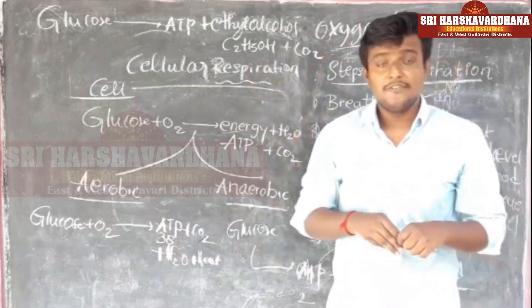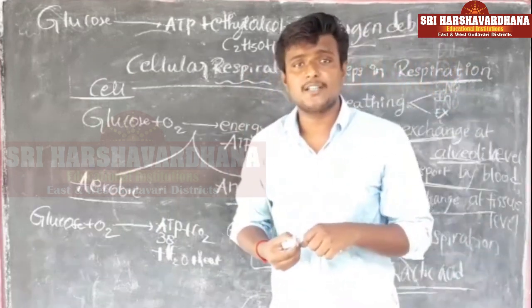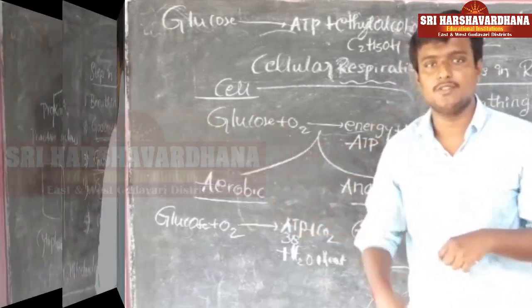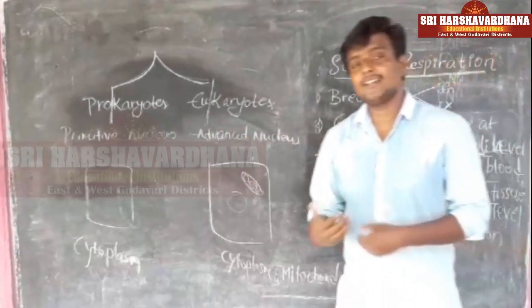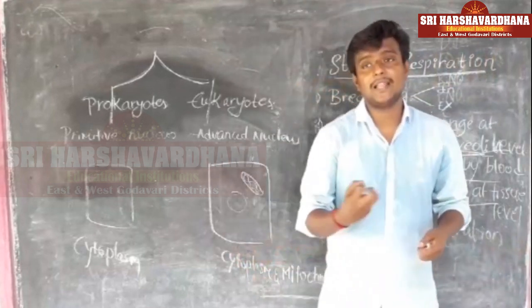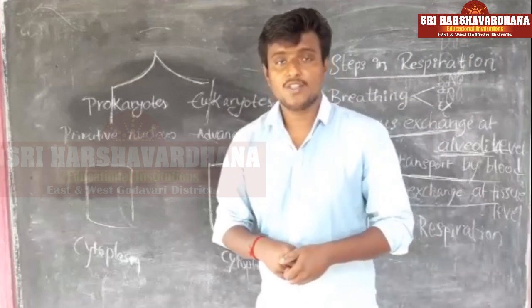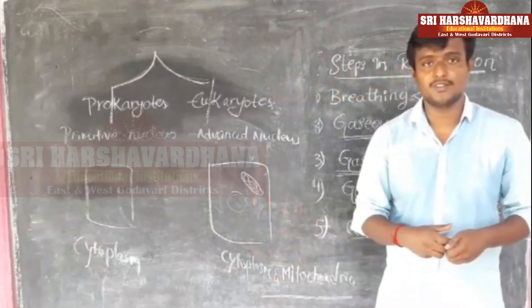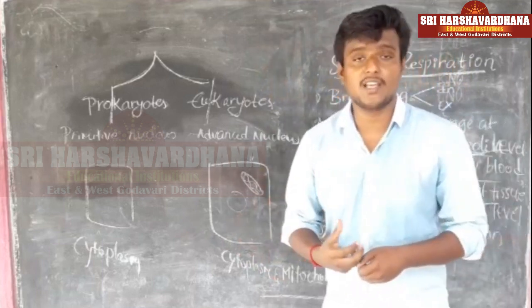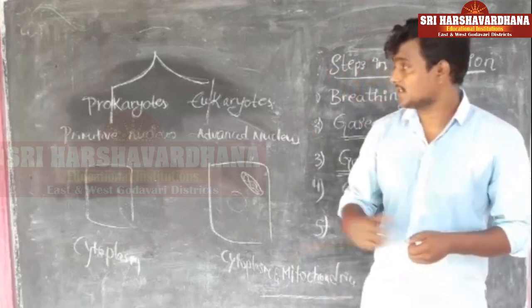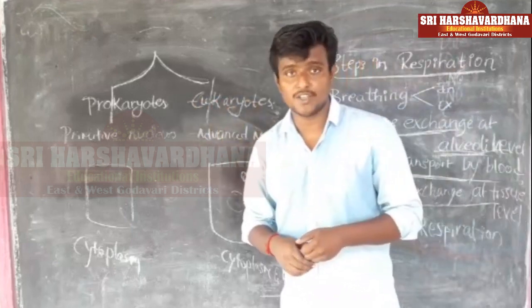So tell me one thing: in the cell, where is this cellular respiration process done? Exactly where it is done, now we are going to discuss. Cellular respiration is done in the cytoplasm and mitochondria. Here, this is different in prokaryotes and eukaryotes. Based on the nucleus, we can see two types of cells: one is a prokaryote and the other is a eukaryote.